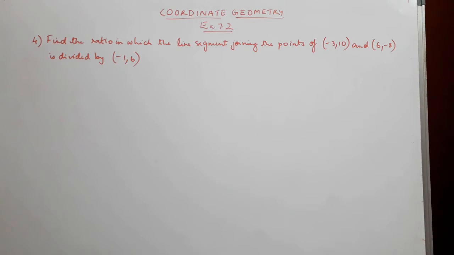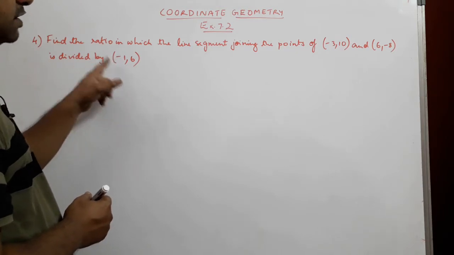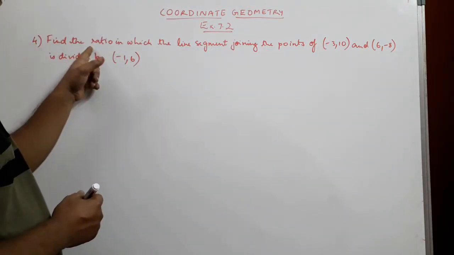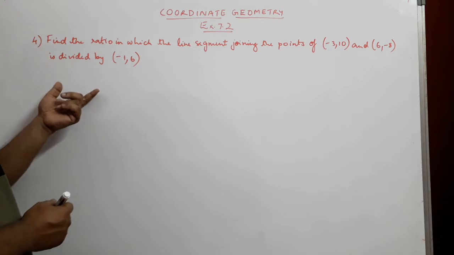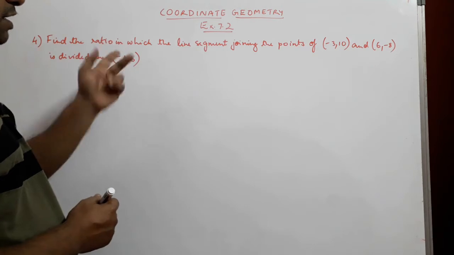Hello students, in this video we'll be solving question number 4 from exercise 7.2, which says: find the ratio in which the line segment joining the points (-3, 10) and (6, -8) is divided by (-1, 6). In this question we have been given the coordinates of the point which divides the line segment, but we are asked to find the ratio. Usually we are given the ratio and we are asked to find the coordinates of the point that divides the line segment in particular ratios.